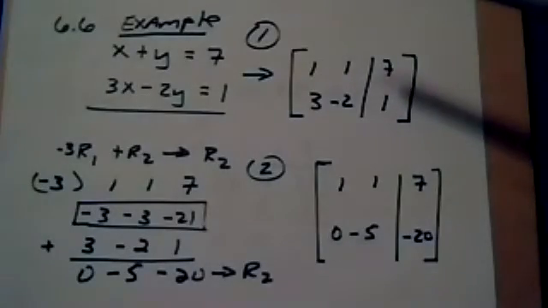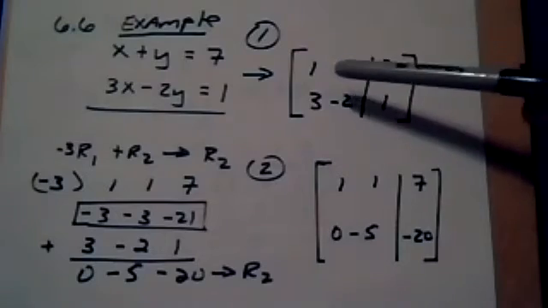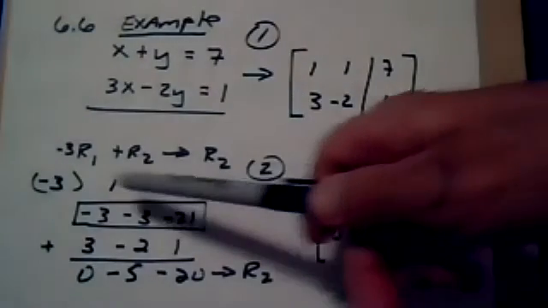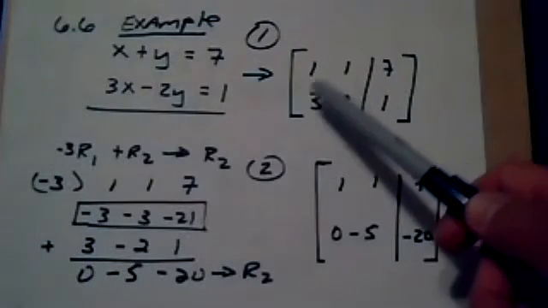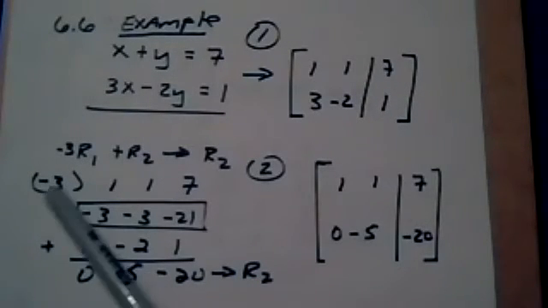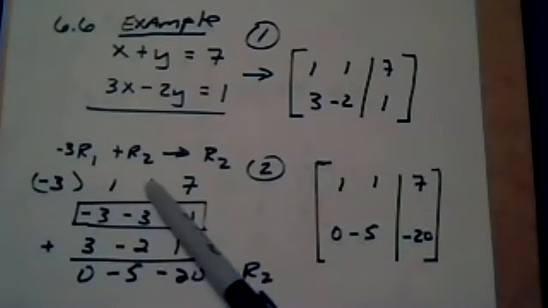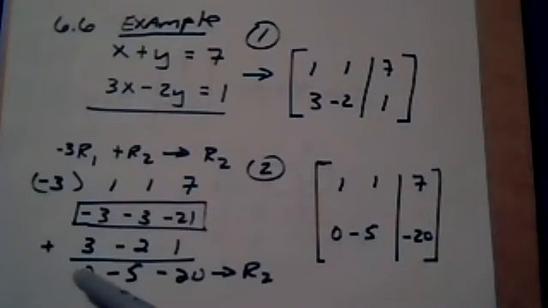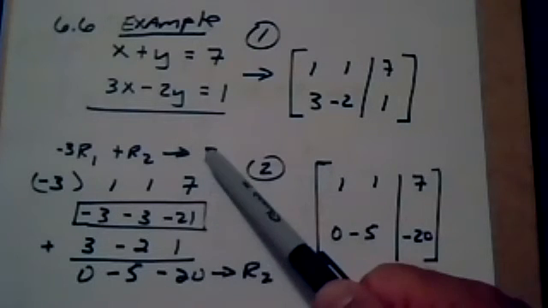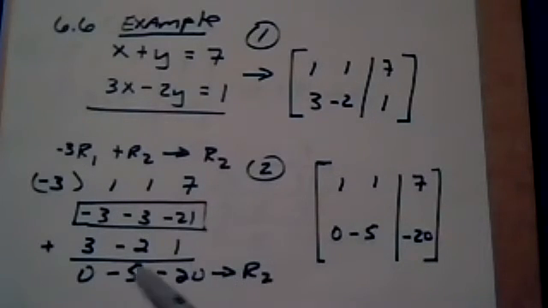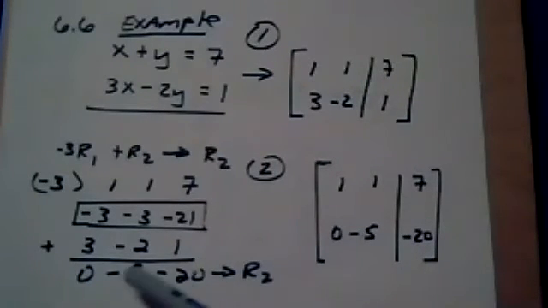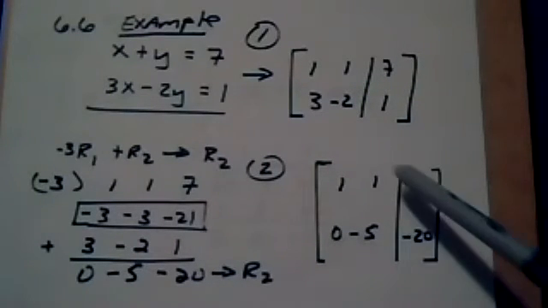Here's another example. We can do exactly the same thing. We write it in augmented form. Here is the plan to get our zeros. We're going to multiply row 1 by negative 3. Here's the result. Now we're going to add it to row 2. Here's the result. And we're going to replace row 2. Row 2 is going to be replaced by this. So this used to be our row 2, but now this is our row 2.